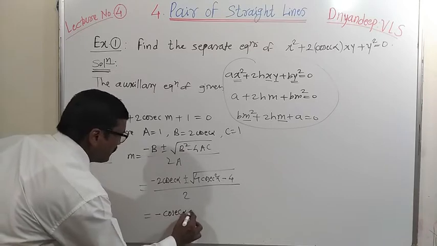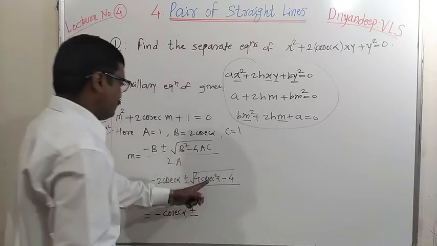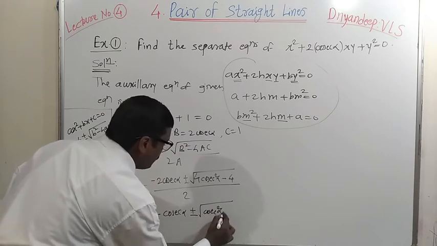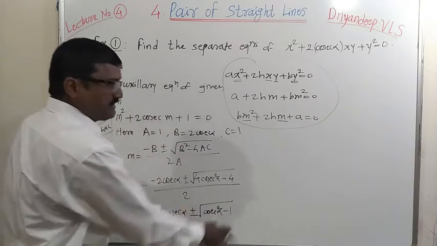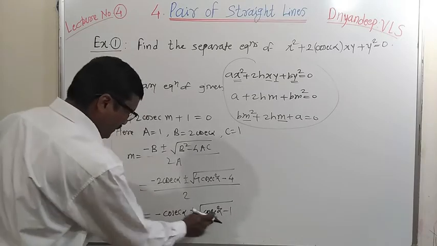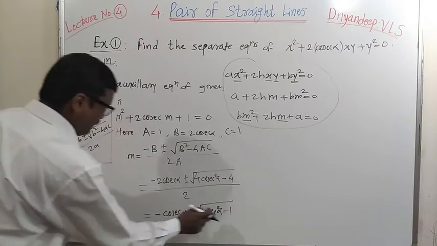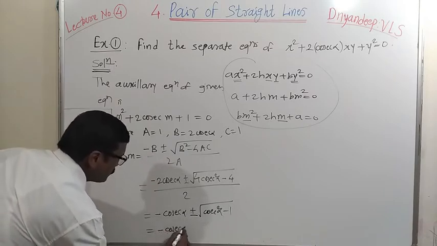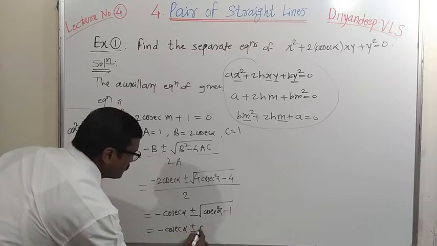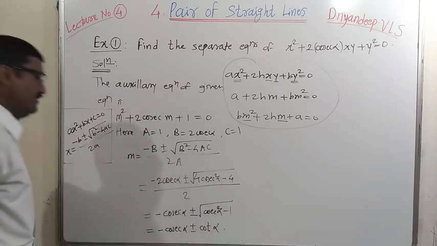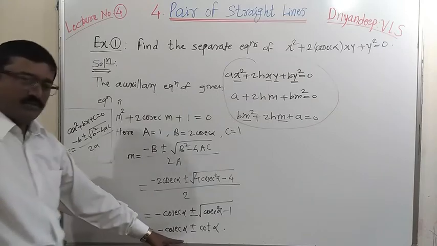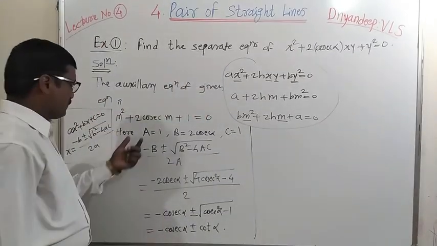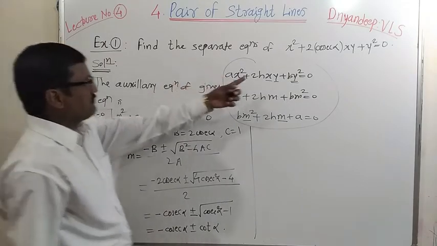minus cosec alpha plus minus under root cosec square alpha minus 1. And this cosec square minus 1 is nothing but cot square. The square and root get cancelled, remains only cot alpha. So it is minus cosec alpha plus minus cot alpha. These are the values of m. Two values of m are here, the different values of m, or the slopes of the two lines whose combined equation is given.